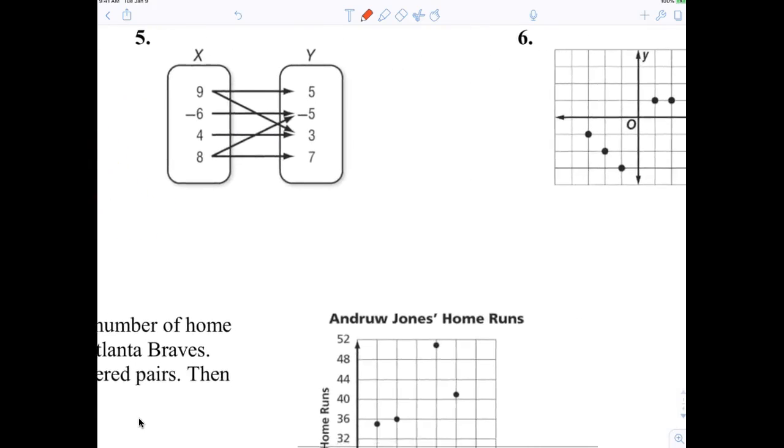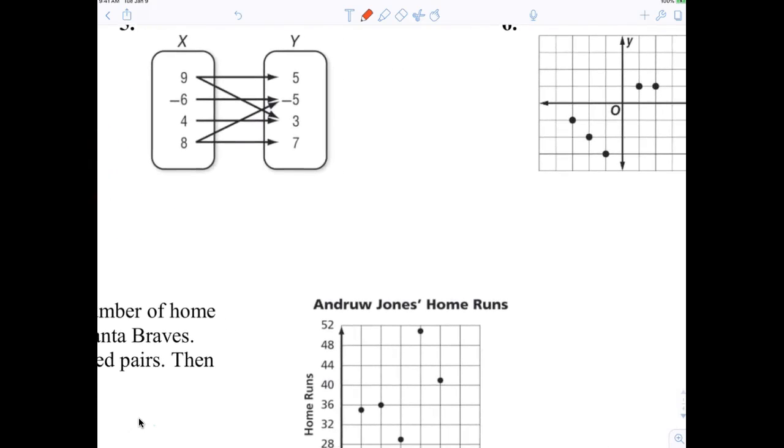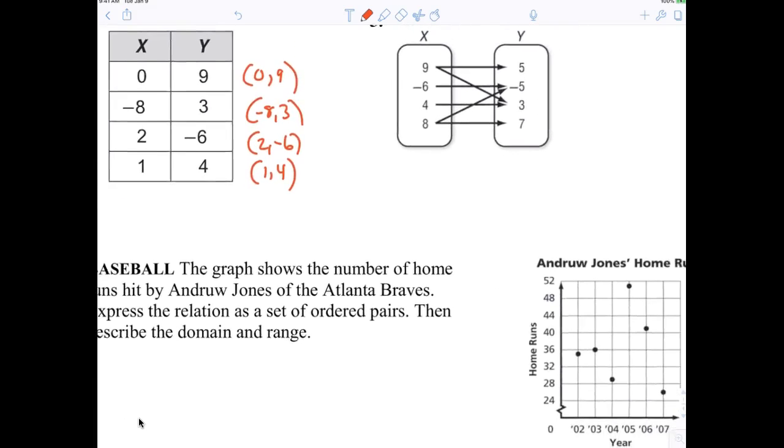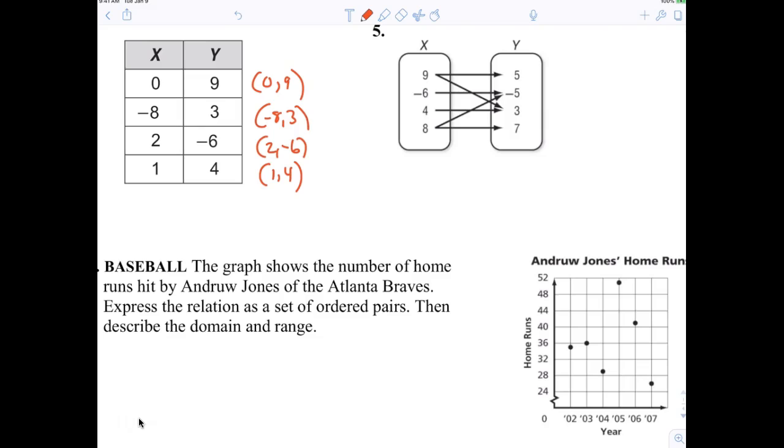All right, so now number 5. Who wants to help me out with number 5? Tell me what the ordered pairs are. Joseph, good. 9, 5. What else? 9, what else? Oh, and then 9, 3. Yes, 9, 3. Then what? -6 and -5. Good. Then what? 4 and 3. Yep. And then 8 and 7 and 8 and 5.